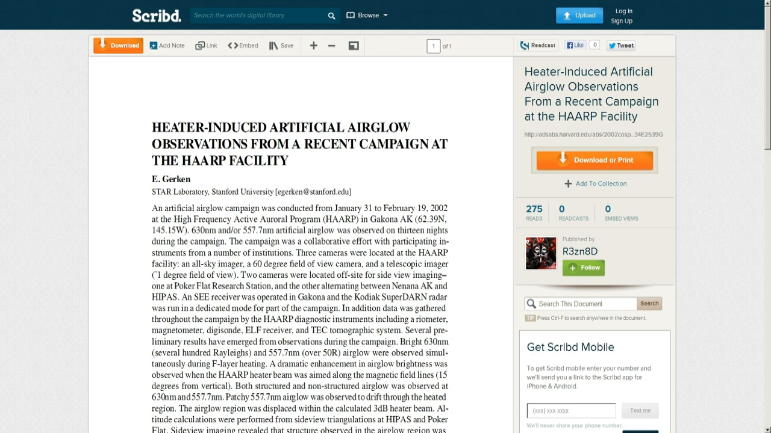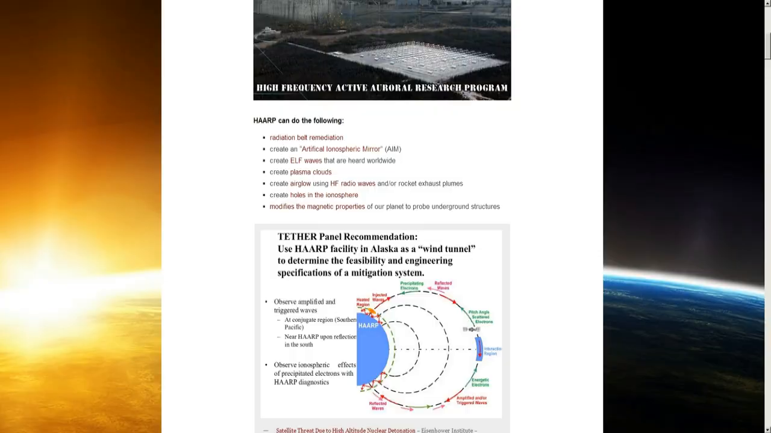So you rip a hole in the sky, and then all of that radiation up there that's trapped now floods down to the ground. And when that happens, it's the exact same thing that happens during a coronal mass ejection or a solar flare hitting the atmosphere, except we are artificially producing the air glow, aka the aurora borealis. So with HAARP, they are artificially creating air glow and doing radiation belt remediation.